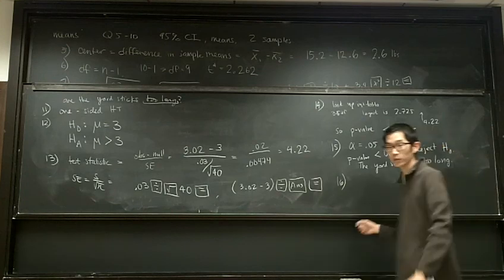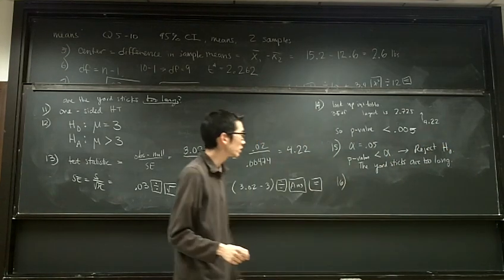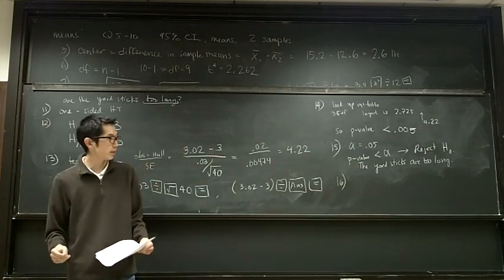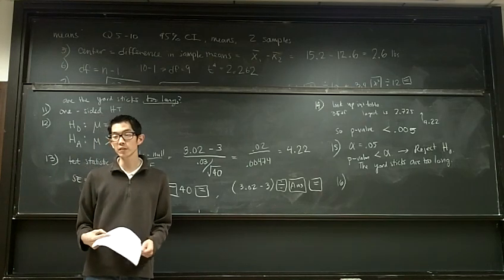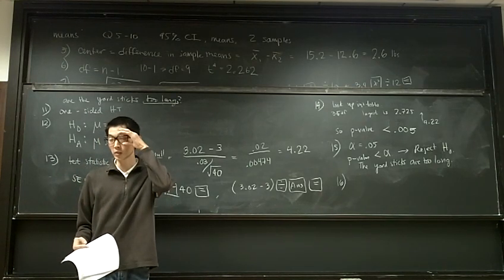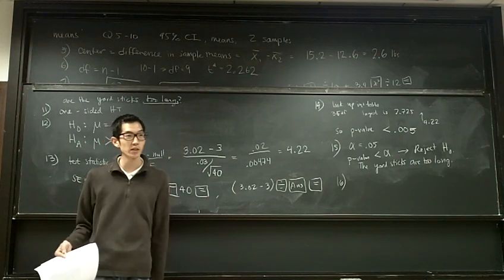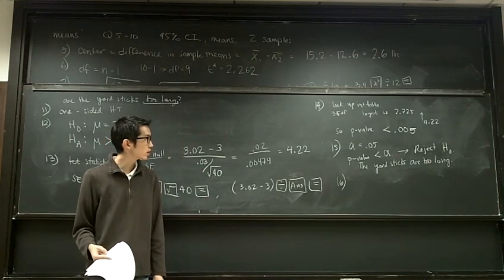We have a question before we do that. Will the alpha value always be given to us? Most of the time, if I don't give you the alpha, assume it's 5%. Assume it's 0.05.